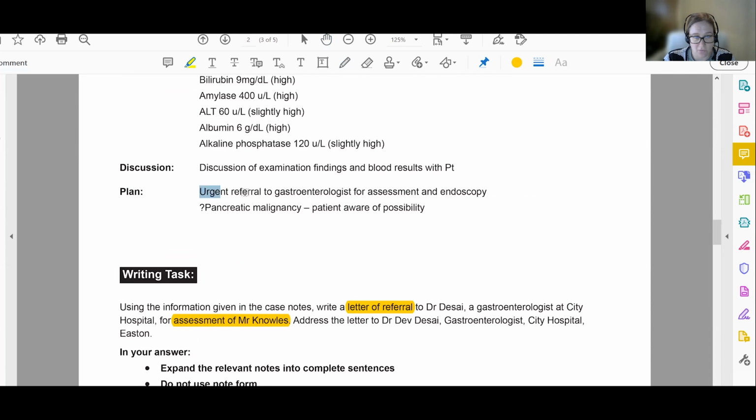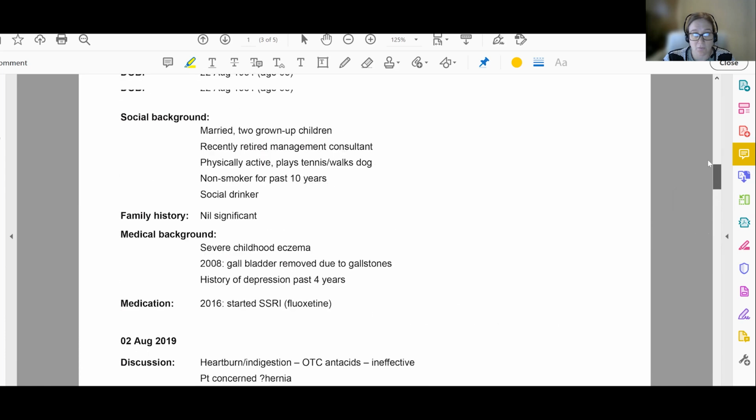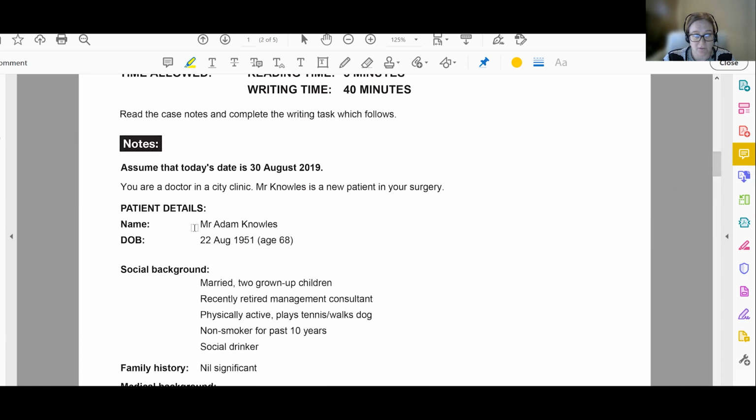Okay, we might have a quick look at the end here. So urgent referral, so it's urgent. So it's for assessment and endoscopy for possible pancreatic malignancy. The patient is aware of the possibility. So we've got the situation here. So we're suspecting pancreatic malignancy and we need urgent assessment and endoscopy. And that's why we're writing. And our patient's name is Mr. Adam Knowles, and he is 68 years of age.